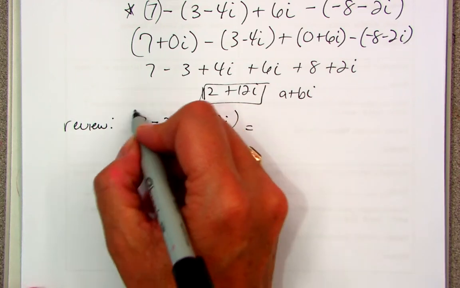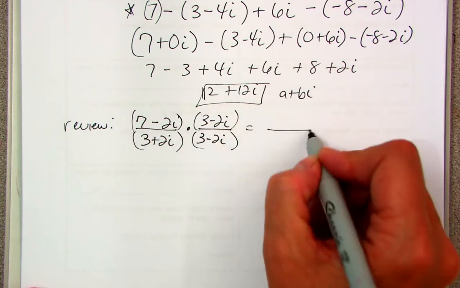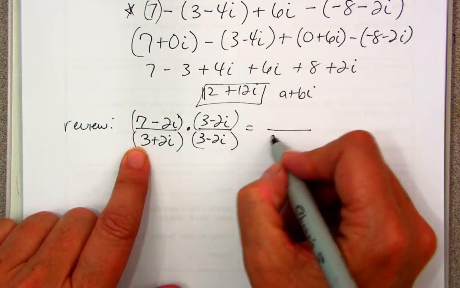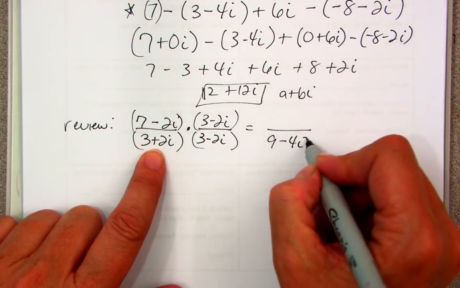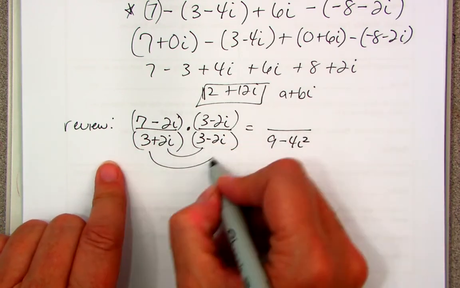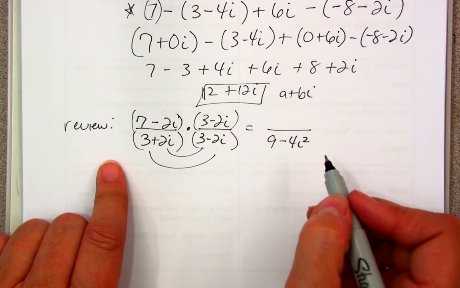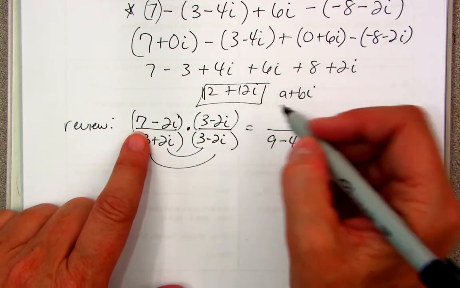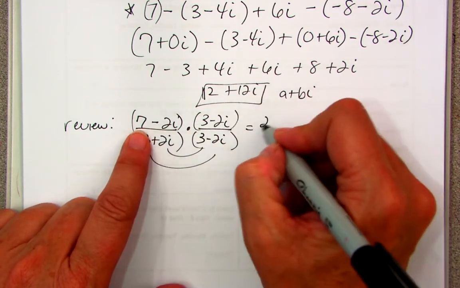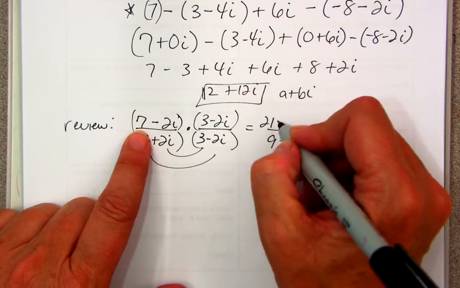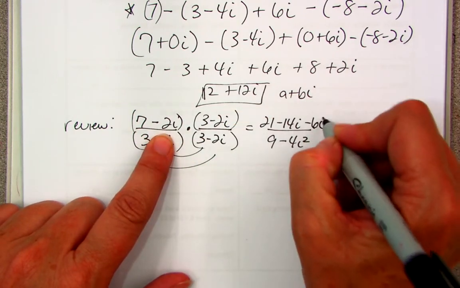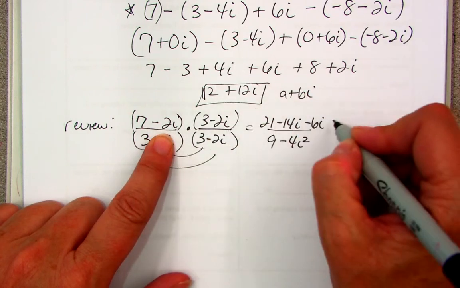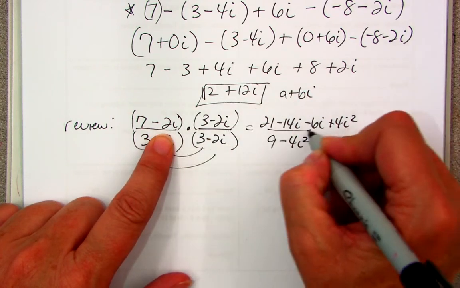I'm going to go back now and put parentheses so I can do this easier. 3 times 3 is 9. Positive 2i and a negative 2i is -4i squared because the middle terms zero out like difference of squares do. I'm going to work on the numerator. 7 times 3 is 21. 7 times -2i is -14i. -2i times 3 is -6i. -2i times -2i is +4i squared.